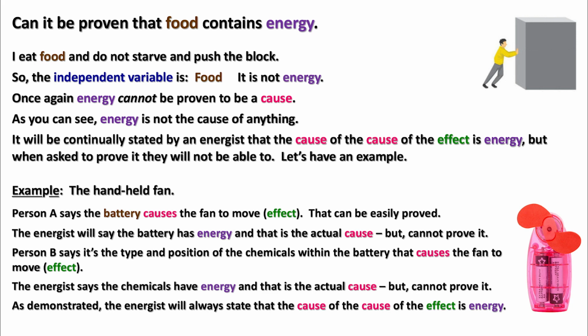Let's have an example. Example, the handheld fan. Person A says the battery causes the fan to move, effect. That can be easily proved. The energist will say the battery has energy and that is the actual cause, but cannot prove it. Person B says it's the type and position of the chemicals within the battery that causes the fan to move, effect. The energist says that the chemicals have energy and that is the actual cause, but cannot prove it. As demonstrated, the energist will always state that the cause of the effect is energy.